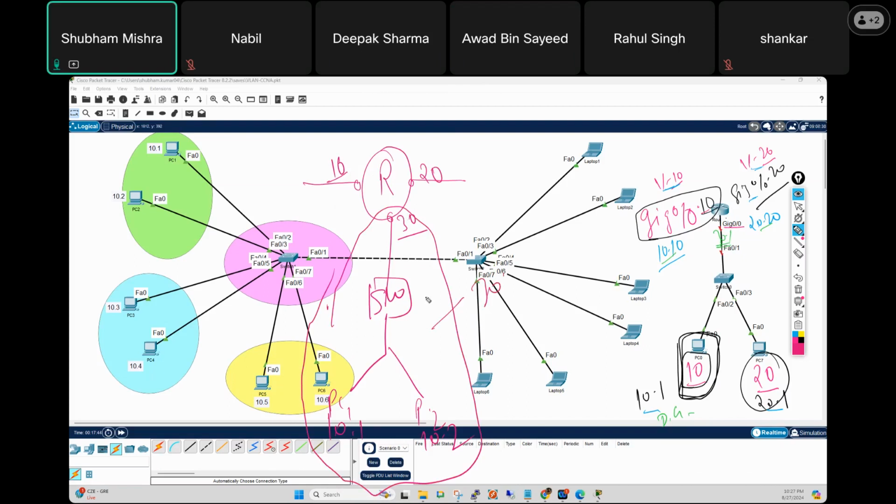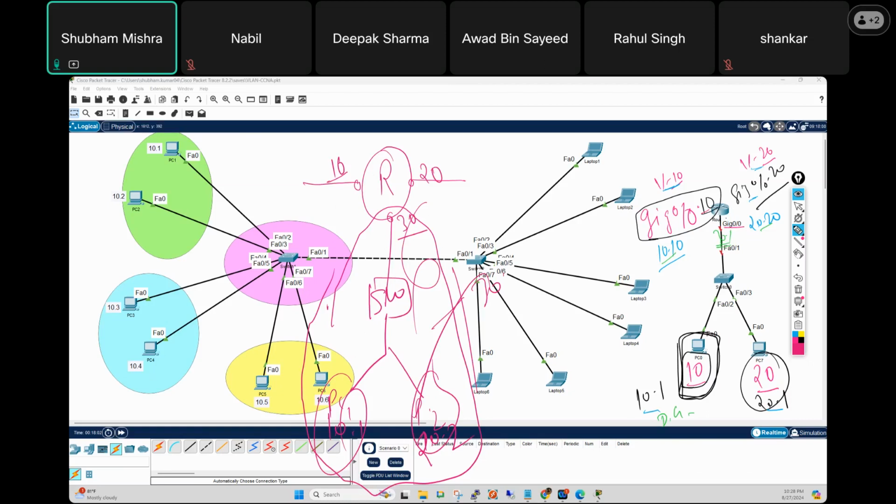Either you can configure the complete 10 here, or the complete 20, or the complete 30. Why are you configuring like this, 10, 20, and 30? It is not possible. Are you getting my point? Yes or no? It is not possible.